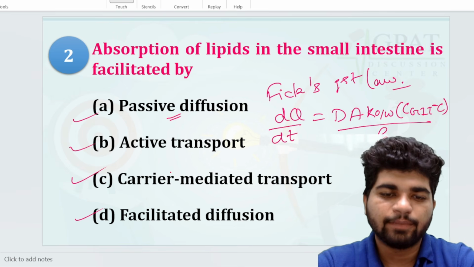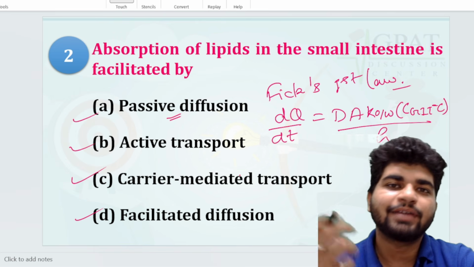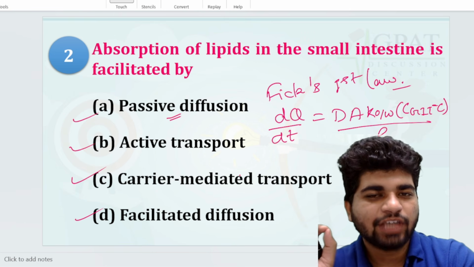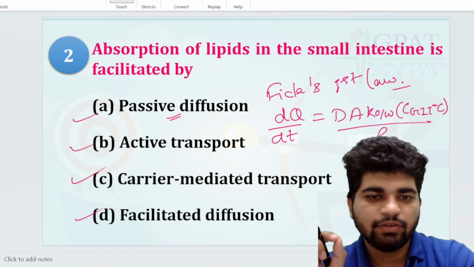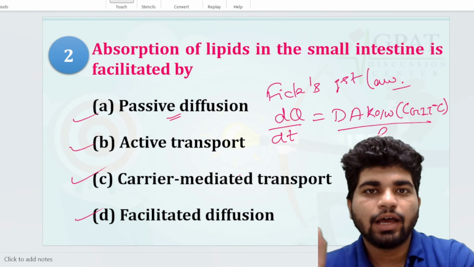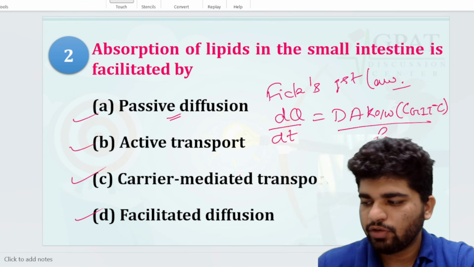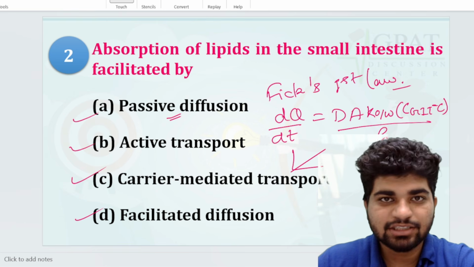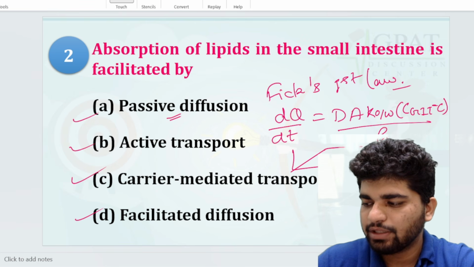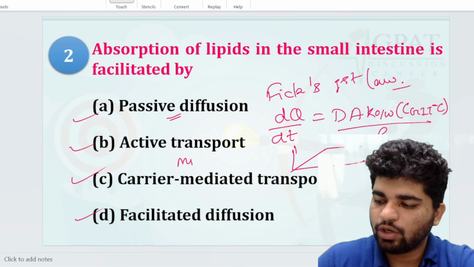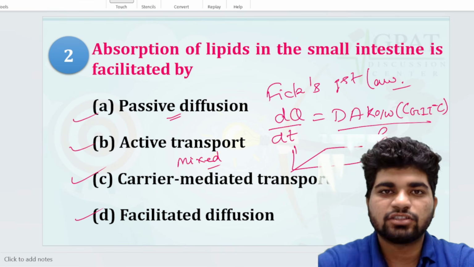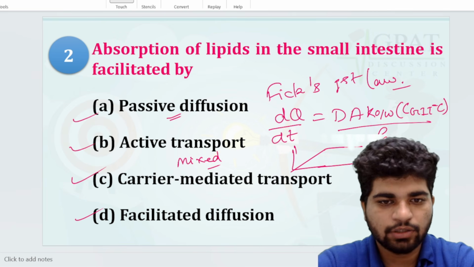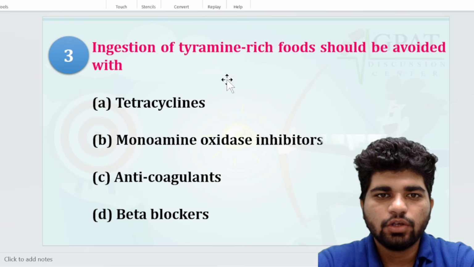All right. In carrier mediated transport, we do have some carriers, which are your endogenous carriers. Just because those carriers are very limited in amount, we can say that carrier mediated transport has mixed order kinetics. First of all, it will show first order kinetics, and then afterward it will show zero order kinetics. That's why we say that carrier mediated transport follows mixed order kinetics. That's your Michaelis-Menten kinetics. All right. So let's go ahead.